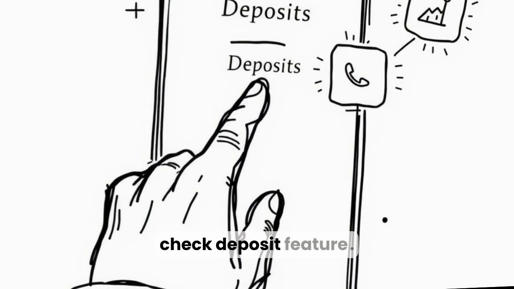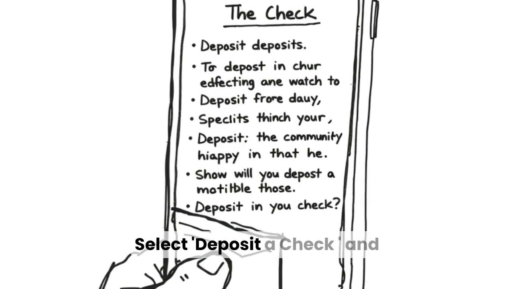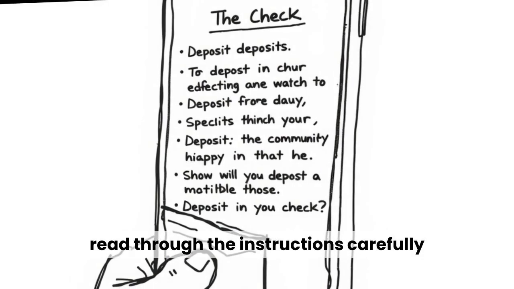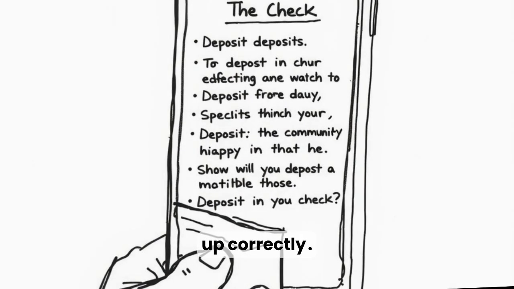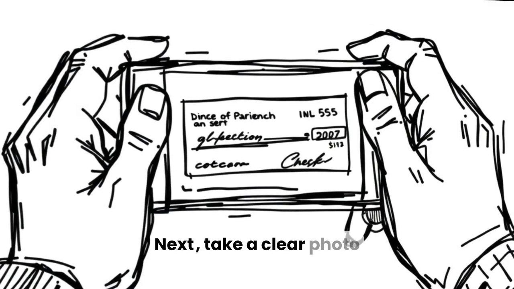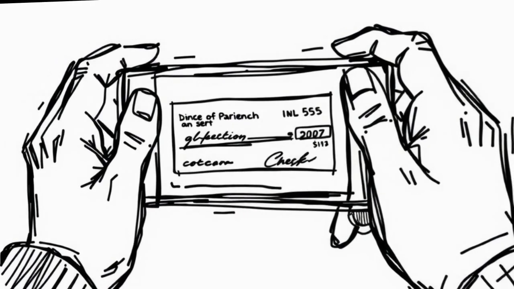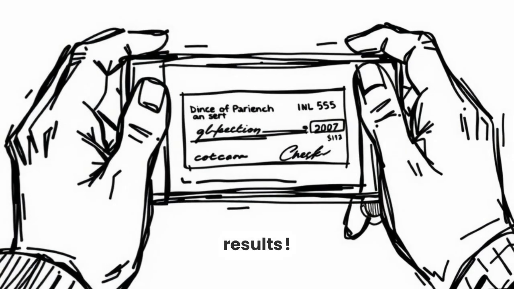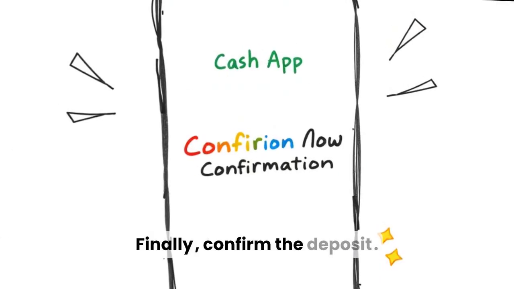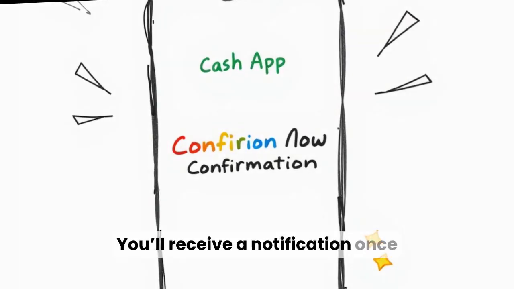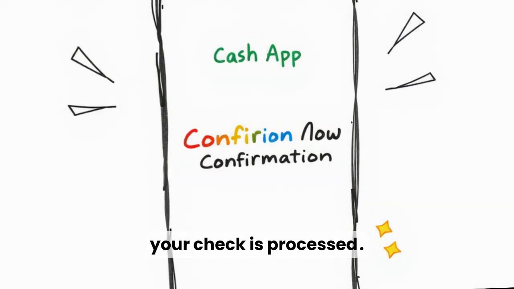This leads you to the Check Deposit feature. Select Deposit a Check and read through the instructions carefully to ensure everything is set up correctly. Next, take a clear photo of the front and back of your check. Ensure good lighting for best results. Finally, confirm the deposit. You'll receive a notification once your check is processed.